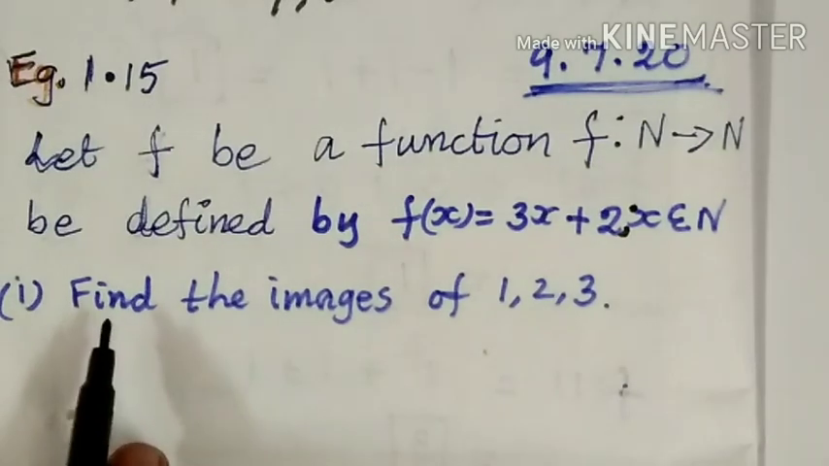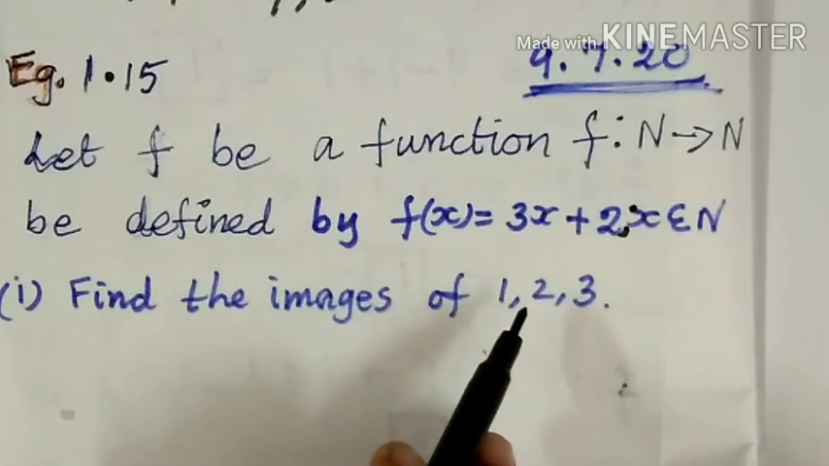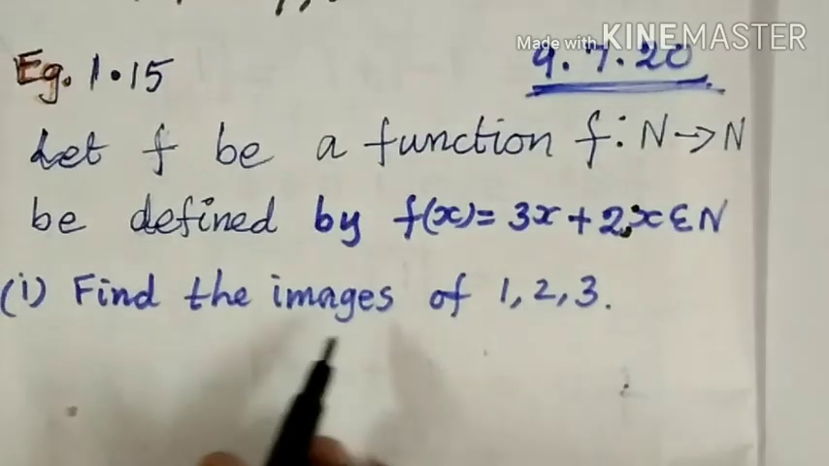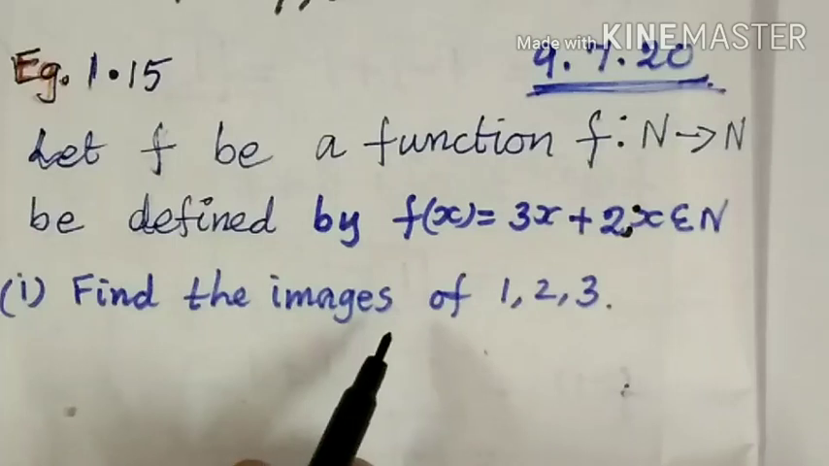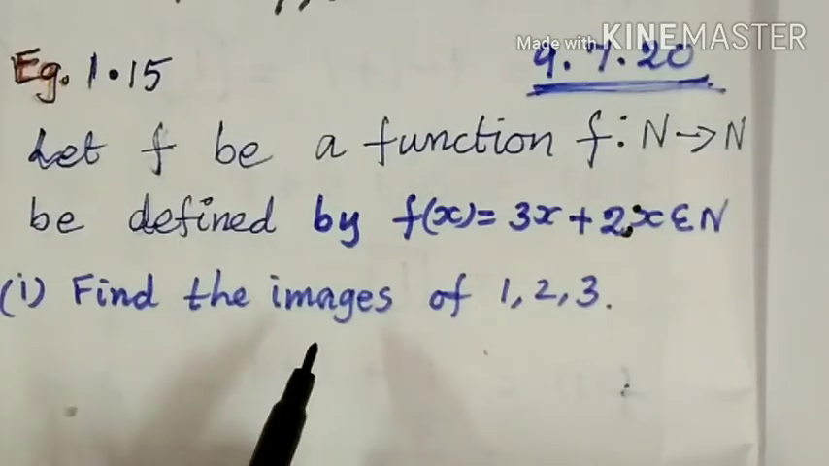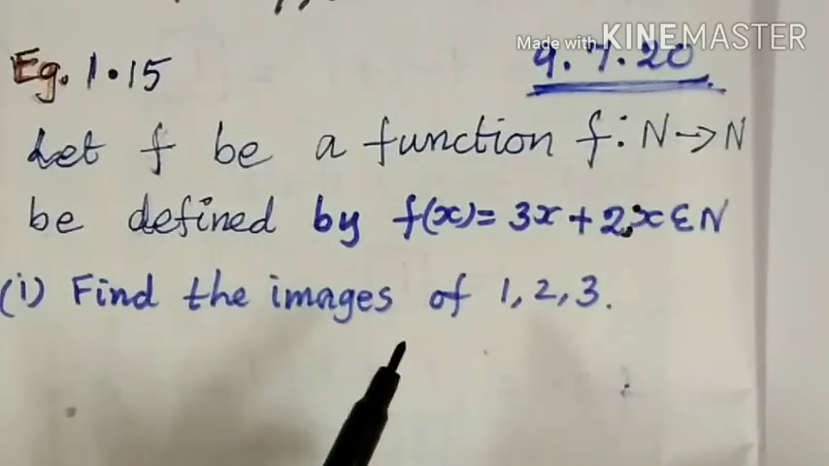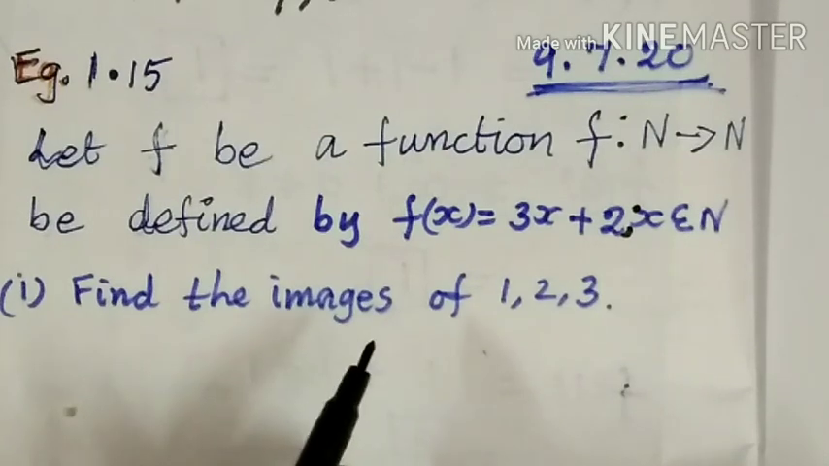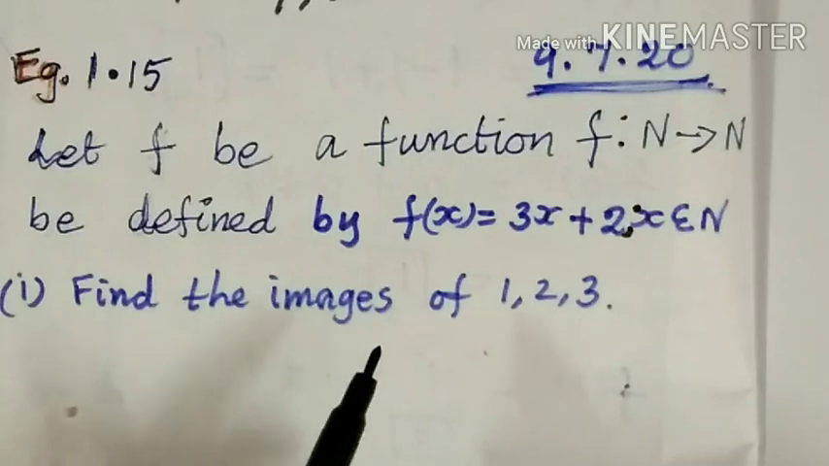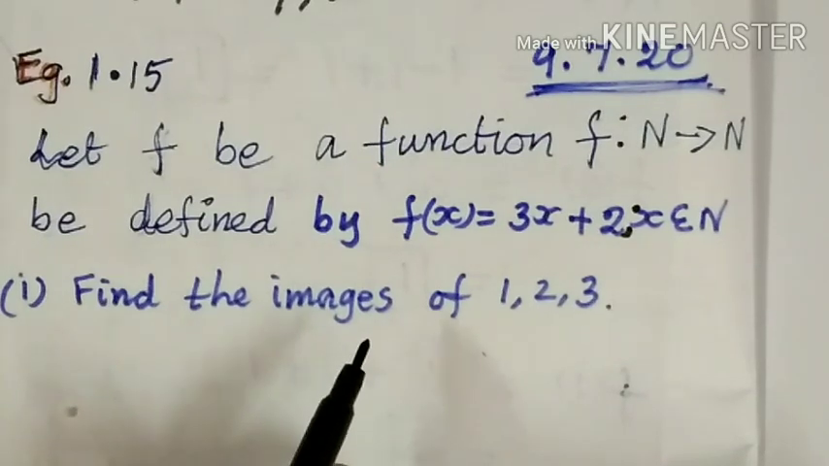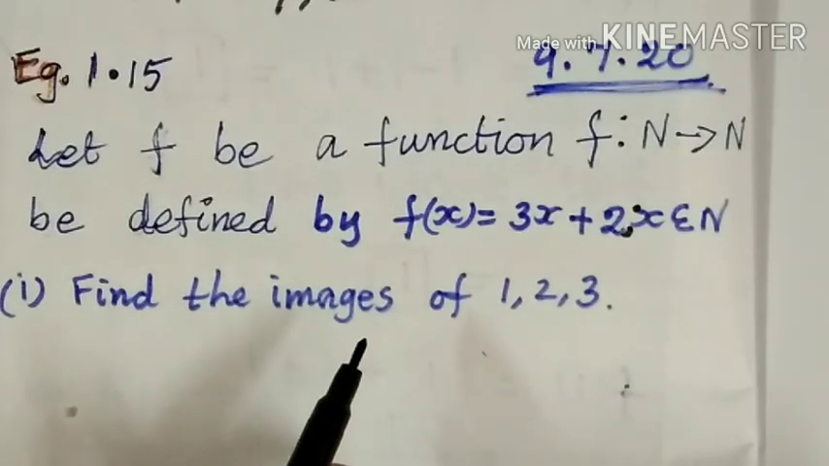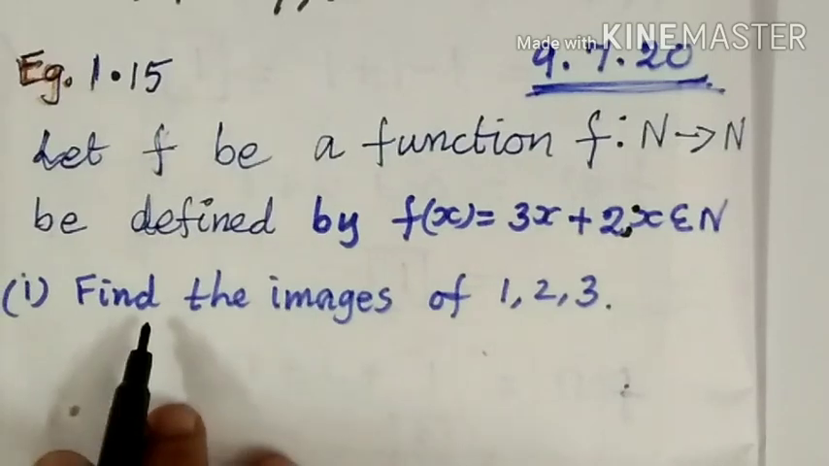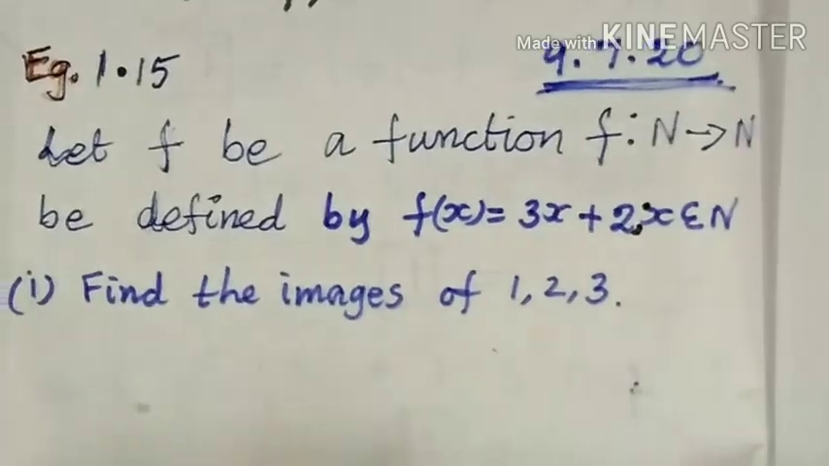First subdivision is find the images of 1, 2, 3. Do you know what is image? Yes, in an ordered pair, the second element, that is the y coordinate, belongs to image. In an ordered pair, the first coordinate, that is the x coordinate, belongs to pre-image.